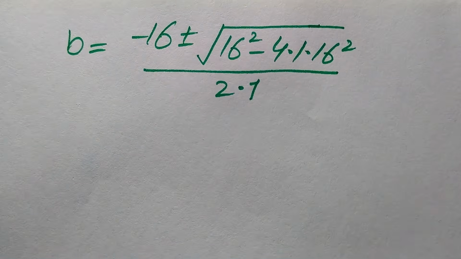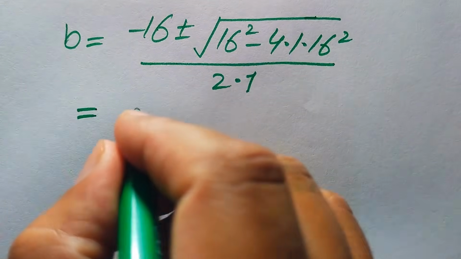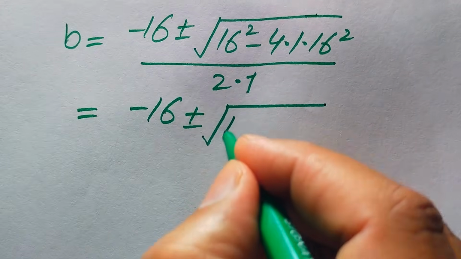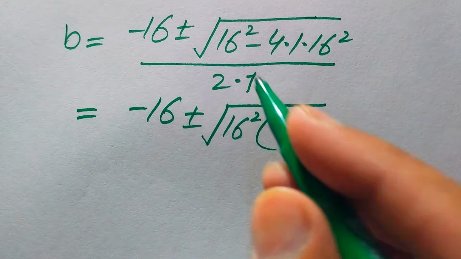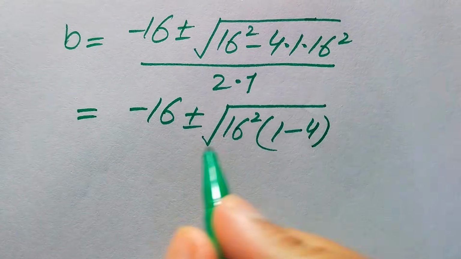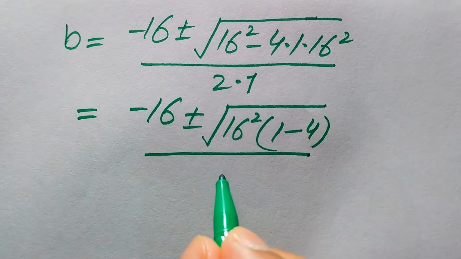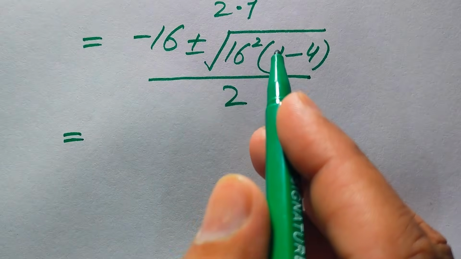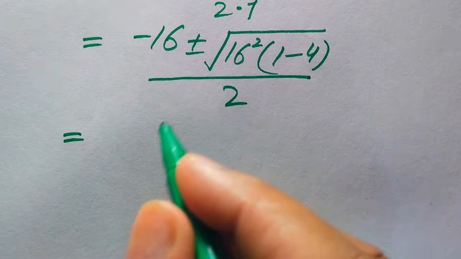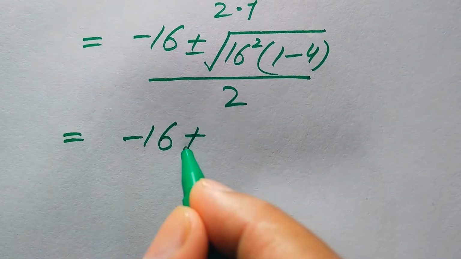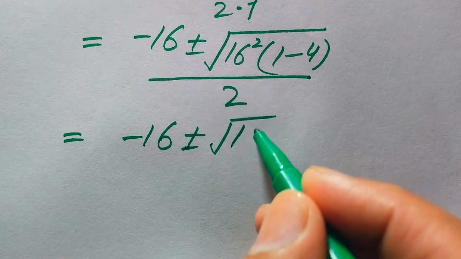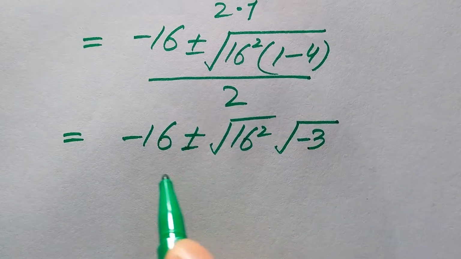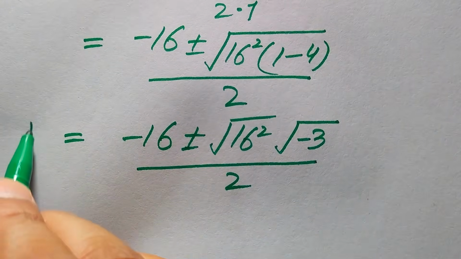And further in the next step we need more simplifications, and it will be written as minus 16 plus minus, here you see that 16 square be the common value, so we take it common here and we get the remaining values 1 minus 4, and it is divided by 2 times of 1 is equal to 2. And now in the next step here we need to break this square root sign, and we apply square root separately on both of these two values, and it becomes minus 16 plus minus square root of 16 square into square root of 1 minus 4 becomes minus 3, and it is divided by 2.